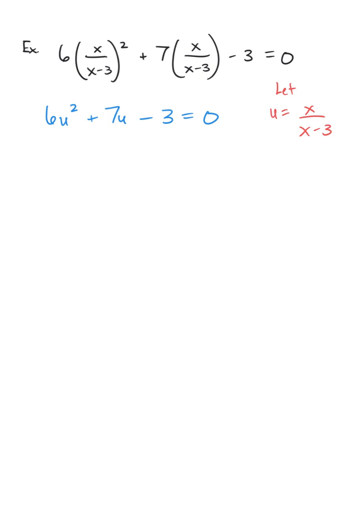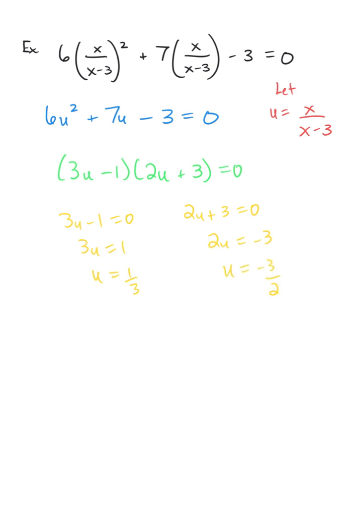So then now we just do our box and diamond factoring. And when we do that, we get 3u minus 1 and 2u plus 3 equals 0. So now we take each of these and set them equal to 0. So 3u minus 1 equals 0. 3u equals 1. U equals 1/3. 2u plus 3 equals 0. 2u equals negative 3. U equals negative 3 over 2.